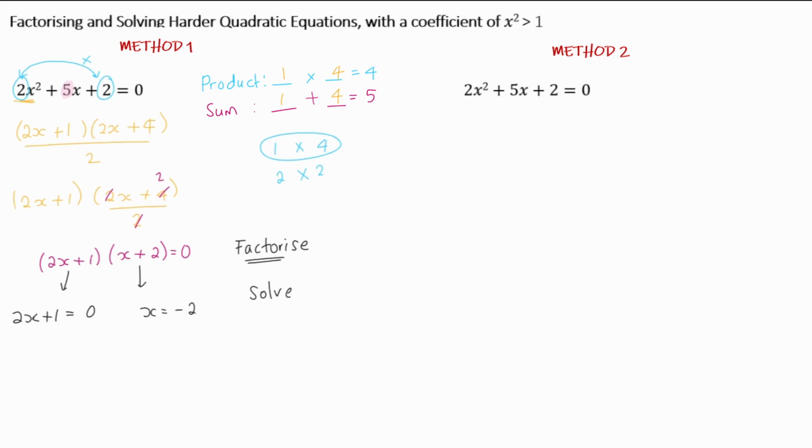So we would minus 1 on both sides, so we would have 2x is equal to minus 1. And if we divide both sides by 2, we know that x would be equal to minus a half. So our two solutions would be x is equal to minus a half and x is equal to minus 2.